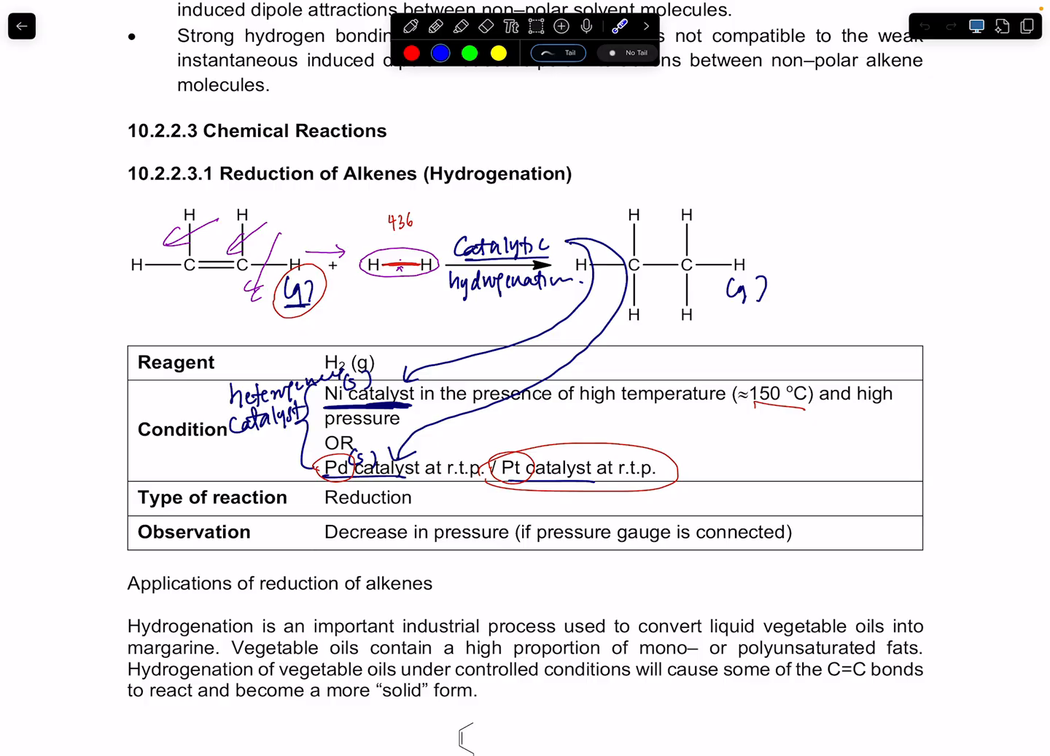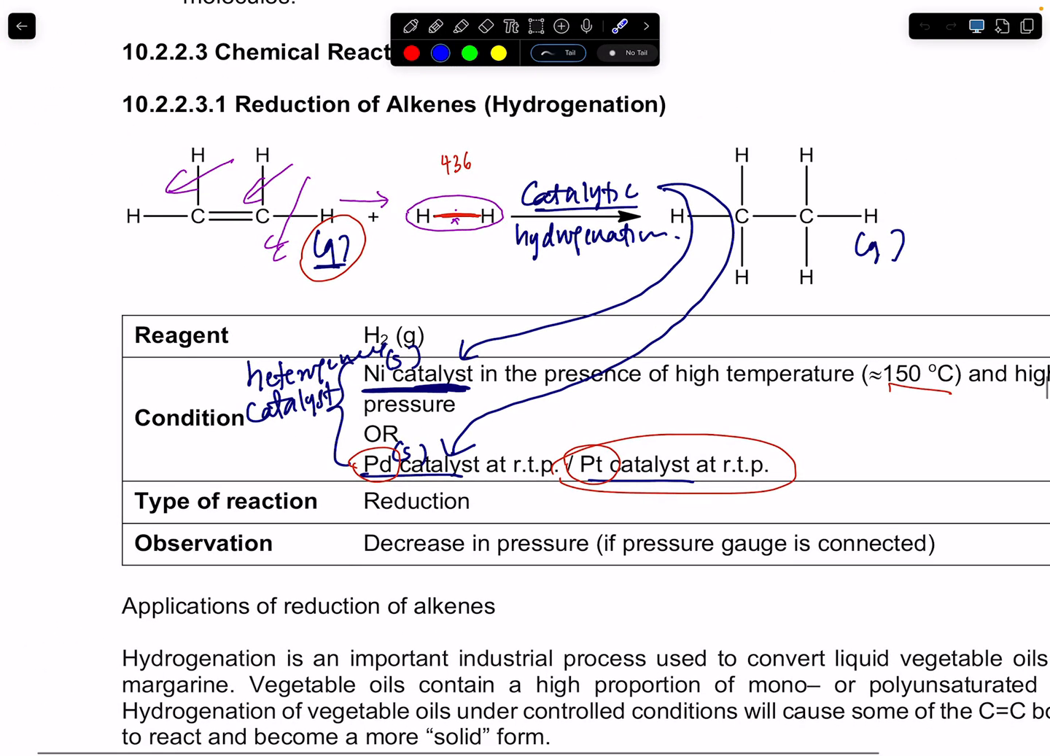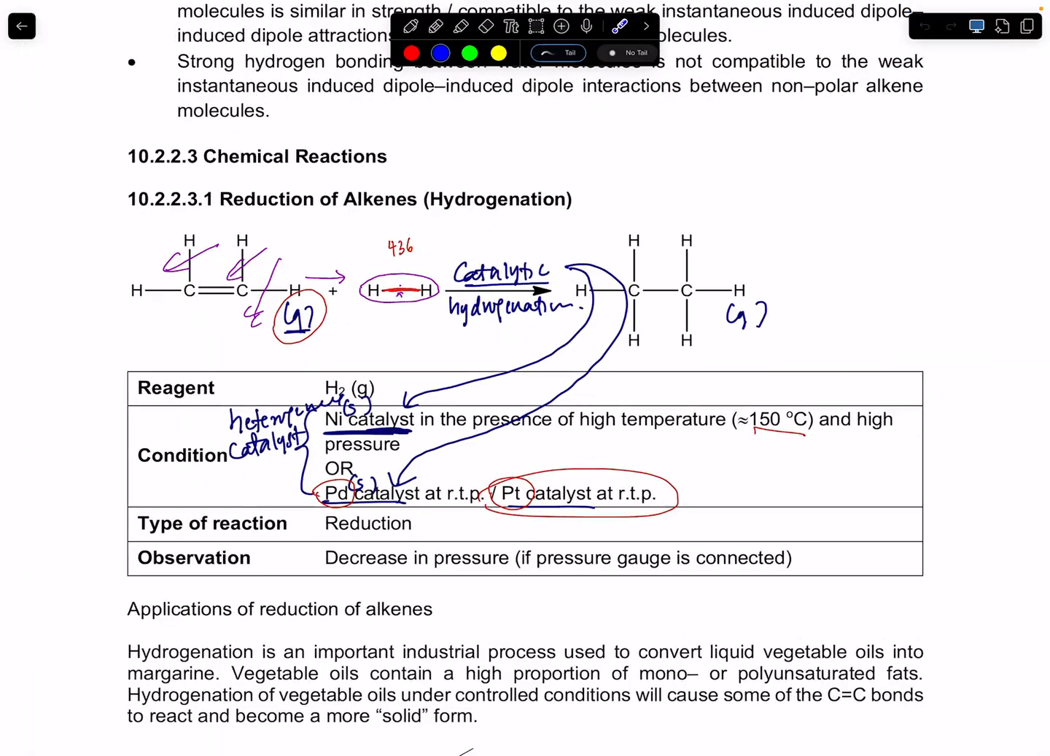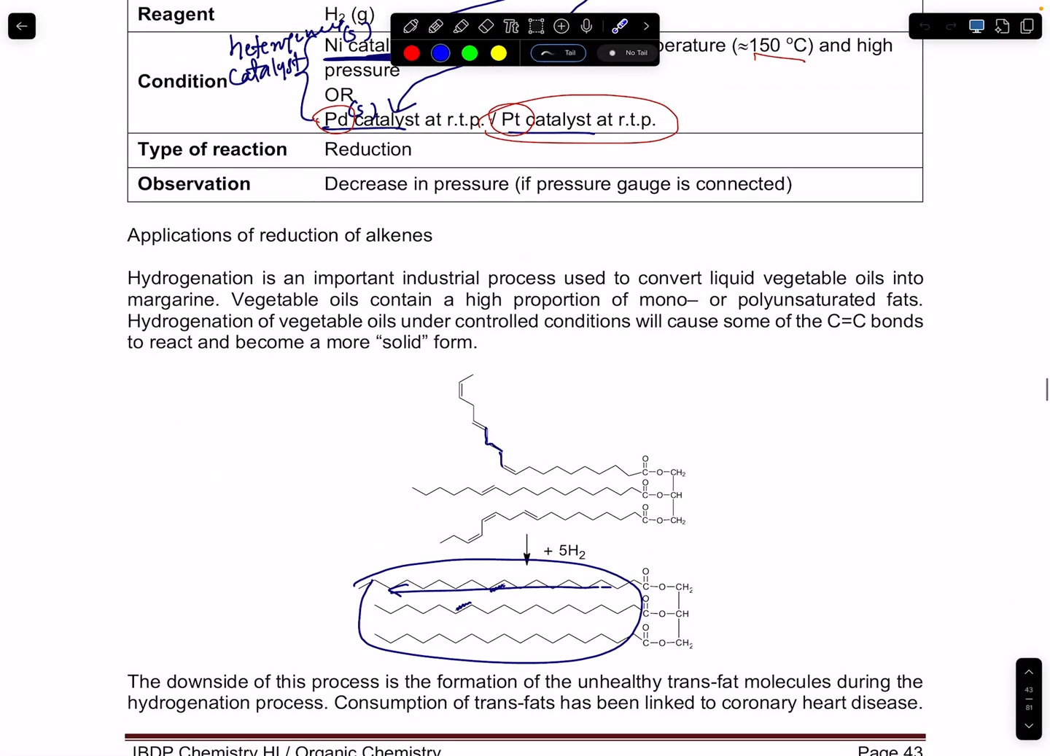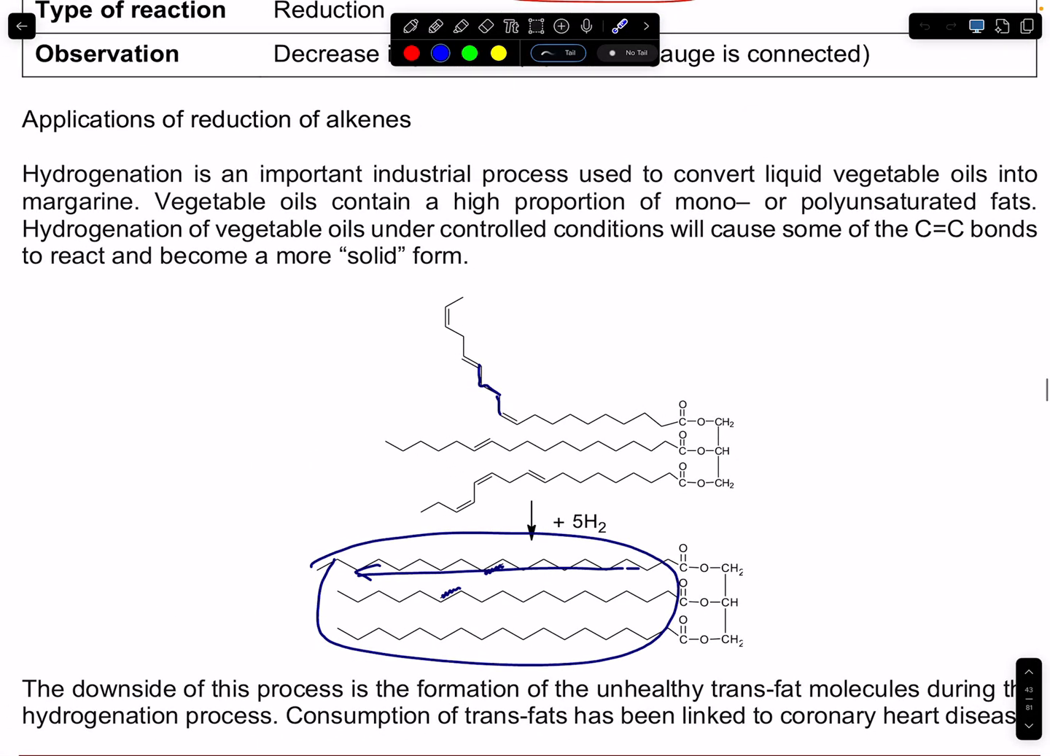So if I were you, I would usually choose palladium or platinum because it is at room temperature. Okay, guys, the applications of the reduction of alkenes are stated over here.